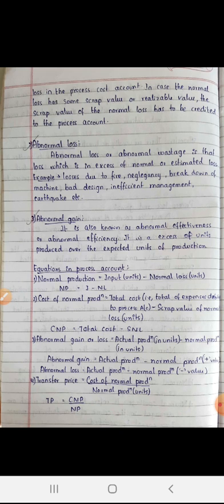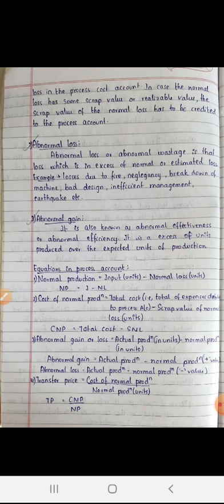Next we'll see the abnormal gain. Two types of losses: one is the normal loss, one is the abnormal loss. Next one is the abnormal gain. It is also known as abnormal effectiveness or abnormal efficiency. It is the excess of units produced over the expected units of production. We may expect only 20 units, but the real production is 22 units. The 2 units are the abnormal gain, more than our expectation. If the production is more than our expected production, then it is the abnormal gain.